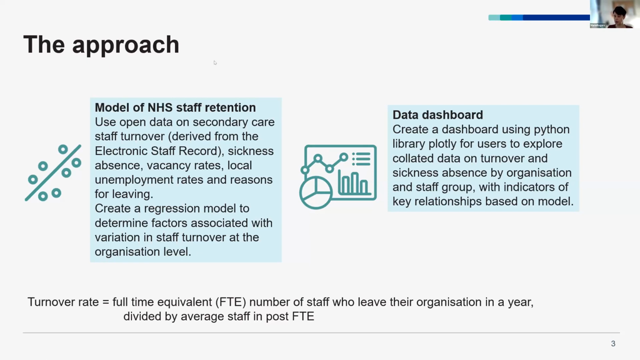So just to clarify the definition of my key variable of interest, which is turnover rate. There's published information about this where it's the full-time equivalent number of staff who leave their organisation in a year divided by the average staff in post for that organisation and staff group in the year.